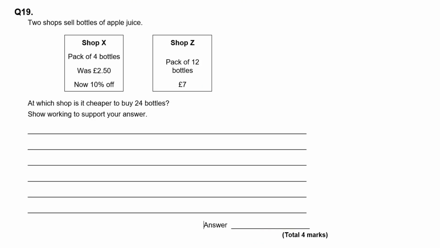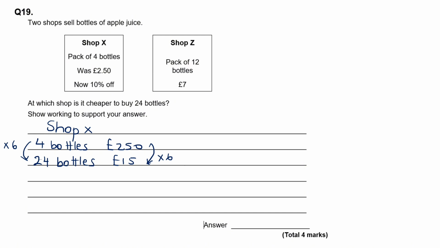Question 19. 2 shops sell bottles of apple juice. Shop X, shop Z, they give us the information. At which shop is it cheaper to buy 24 bottles? Okay, so with shop X, 4 bottles, 250, and we want to get 24 bottles. That means this needs to be multiplied by 6. So £2.50 times 6 is going to be £15.